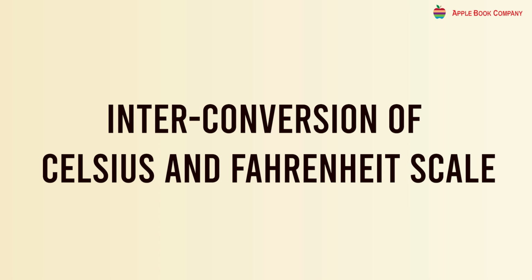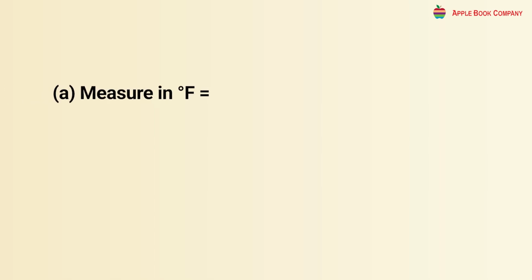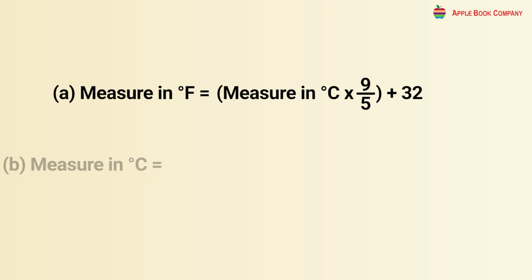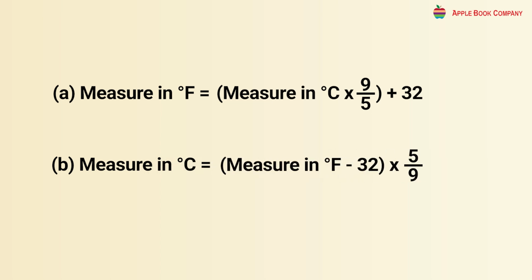Interconversion of Celsius and Fahrenheit scales. Measure in degrees Fahrenheit is equal to measure in degrees centigrade times 9 by 5 plus 32. Measure in degrees centigrade is equal to measure in degrees Fahrenheit minus 32 times 5 by 9.